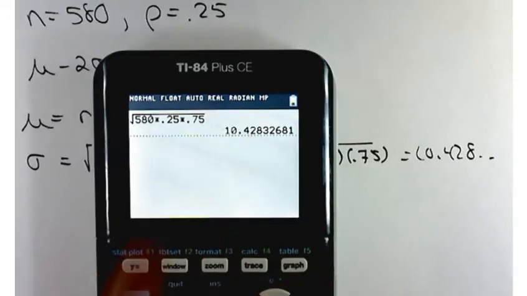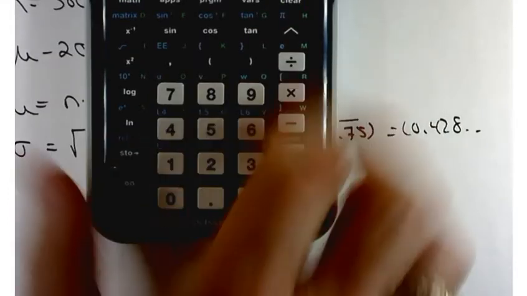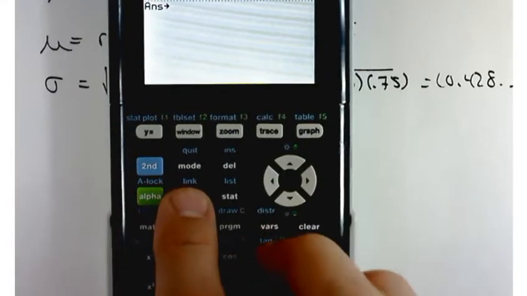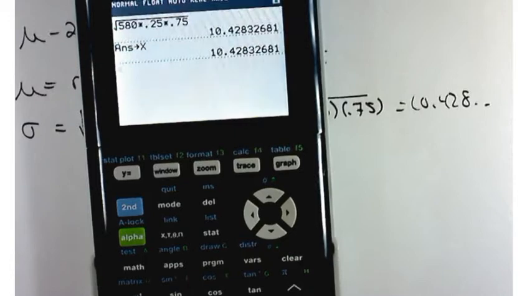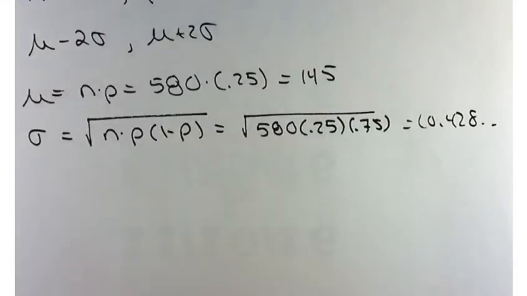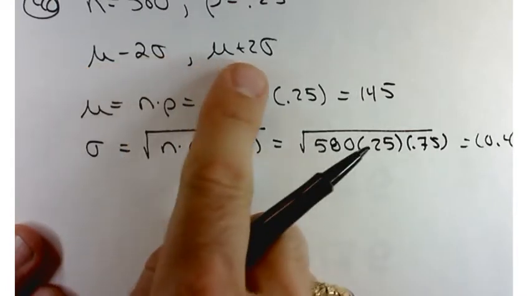The clever thing to do for yourself is take this value on your calculator and store it. On the lower left-hand side, right above the on button, is a store button. Let's store that value in X. X is next to your alpha key. Why? Because eventually I want to calculate mu minus 2 sigma and mu plus 2 sigma.